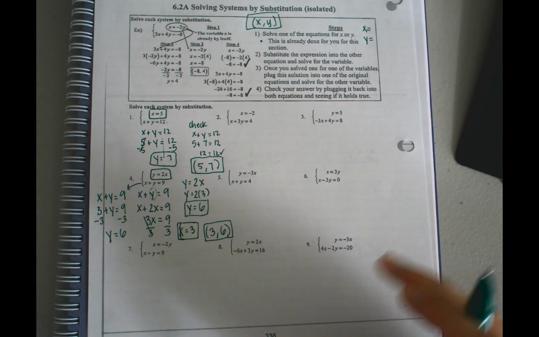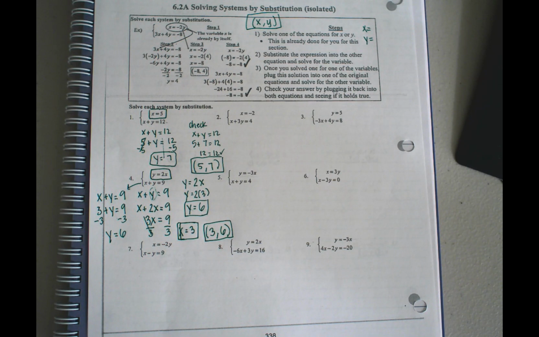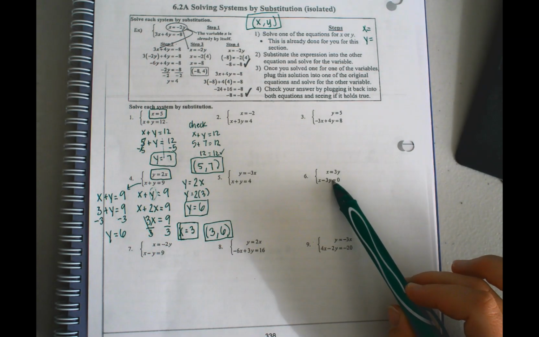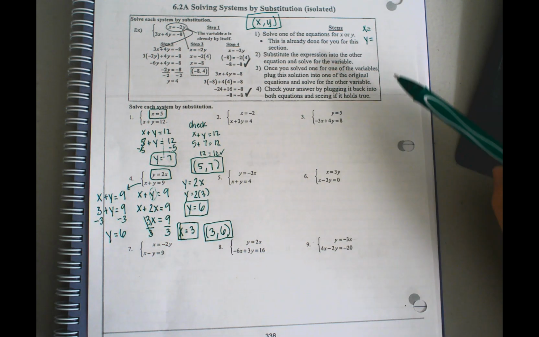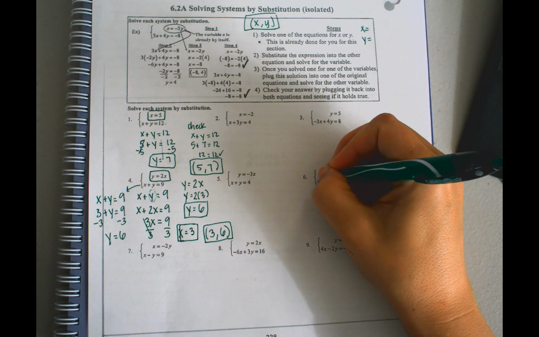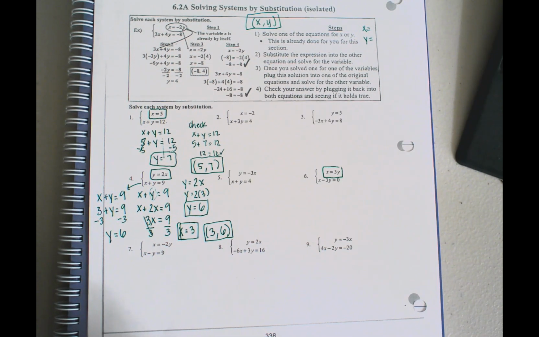All right, let's try one more together. So let's look at two of them together. Let's look at number 6 first, and then we'll look at number 9. So number 6, remember the first step is to have an x equals or a y equals. I have x equals here. So it's telling me x equals 3y.